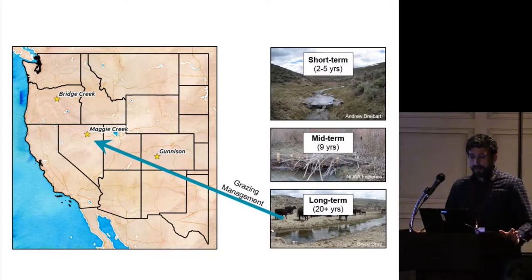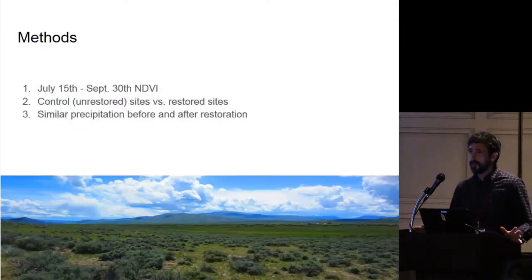A little bit of housekeeping on the methods. I'm looking at plant productivity in late summer, so July 15th to September 30th. I compare, where appropriate, the restored sites with controlled sites that otherwise have very similar characteristics. And then where I don't have control sites, I compare before and after restoration using very similar precipitation years. Both of those are trying to get rid of the climate and weather impacts.